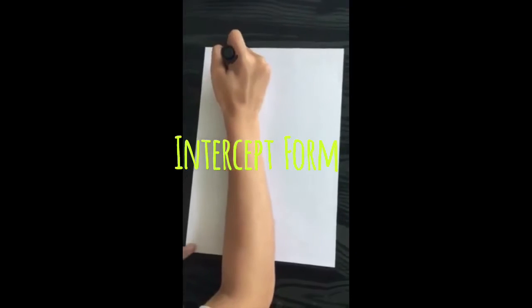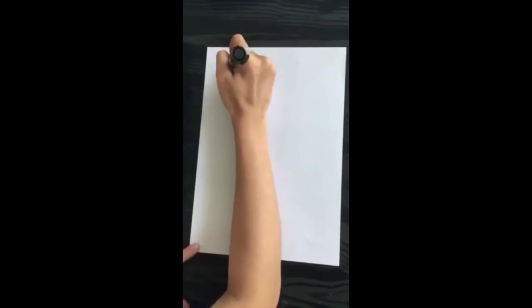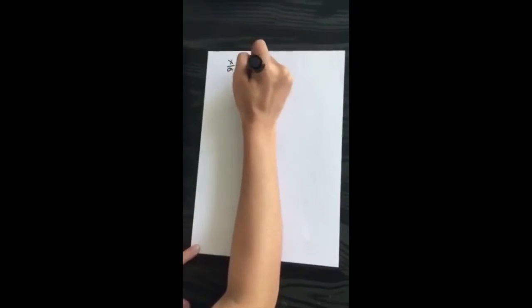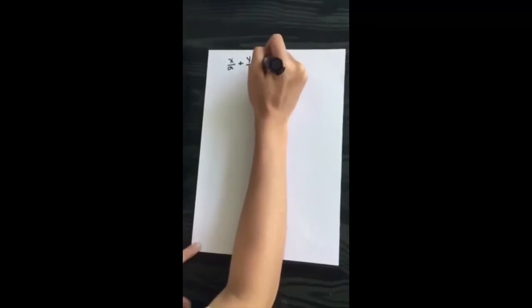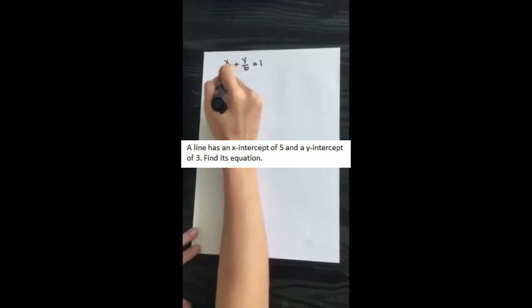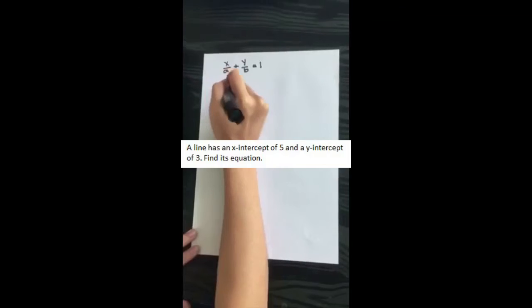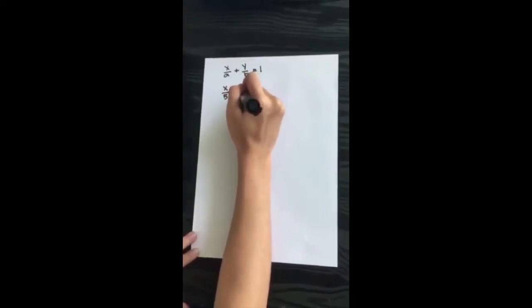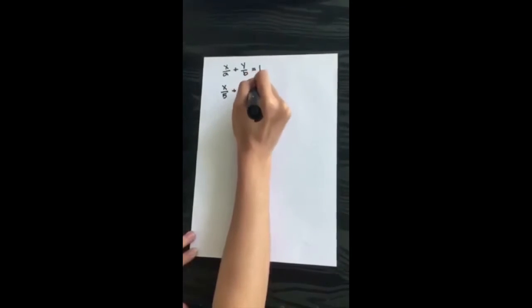So if we are only given the intercepts, we can use the intercept form to get the general equation of the line. So for this example, the x-intercept and the y-intercept are given, so we simply substitute them to the equation. So we get x over 5 plus y over 3 is equal to 1.